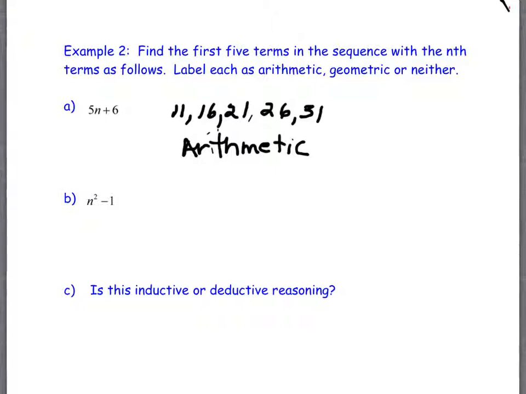What if you weren't actually given the equation and you were looking at the 11, 16, 21, 26? You can add 5 every time, right? Yeah, this sequence adds 5 every time, so it's arithmetic for that reason as well. Part B, n squared minus 1. All right, so what happens when n equals 1?